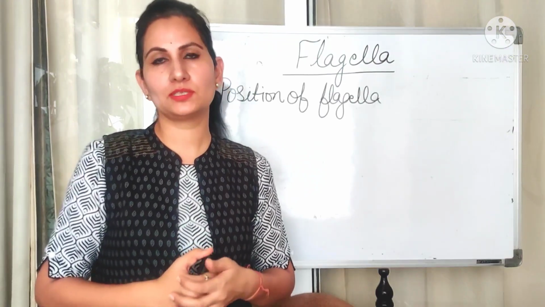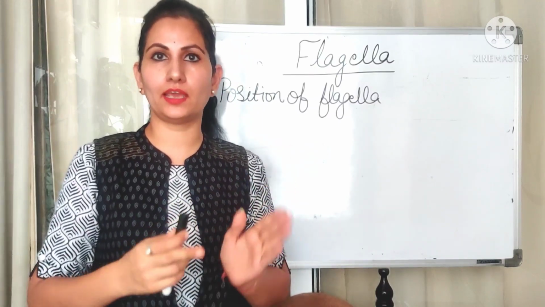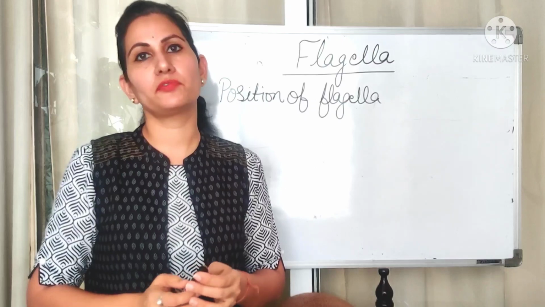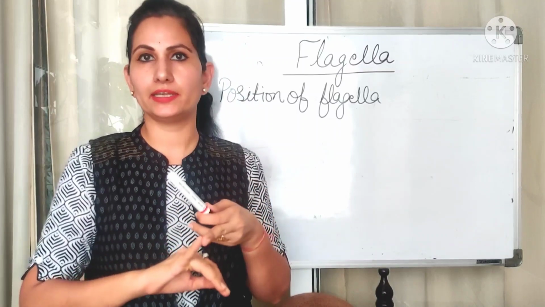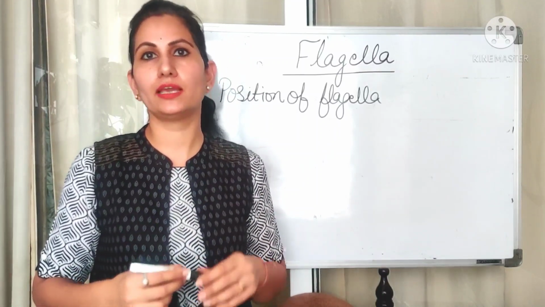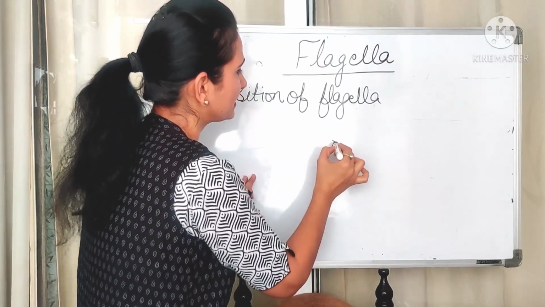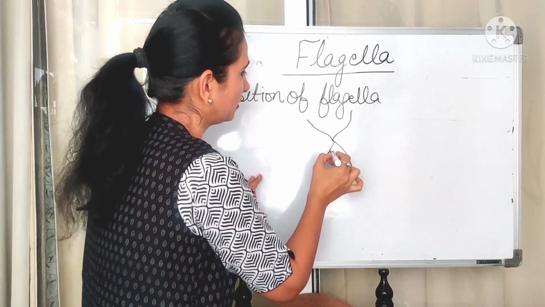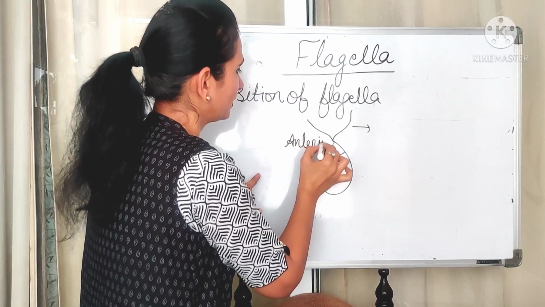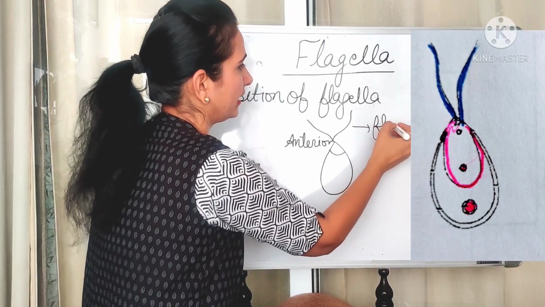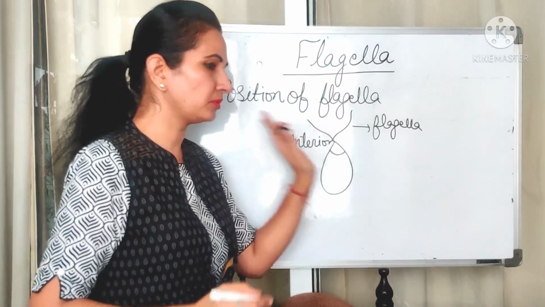First of all, we are going to discuss different positions of the flagella, where they arise in any algae. On the basis of their different positions, the flagella are determined in three types. First is anterior. An example of the anterior type of flagella is Chlamydomonas. In Chlamydomonas, the flagella are present on the top of the algae. Here you can see this is the anterior position, and on the anterior position the flagella is present. Such a position is known as anterior position.